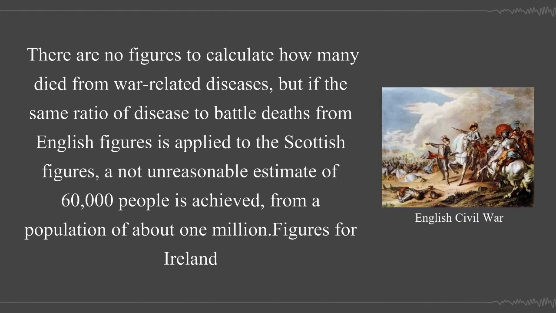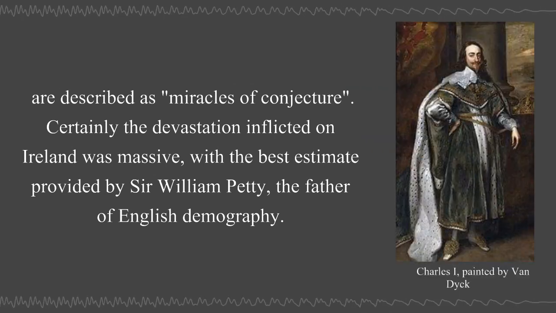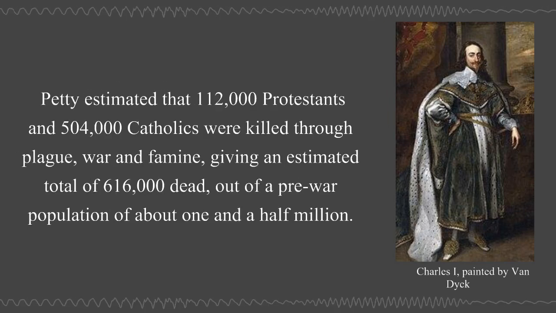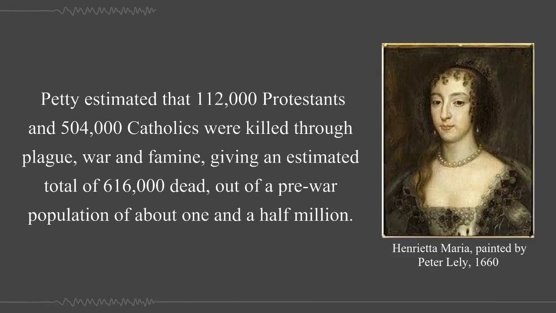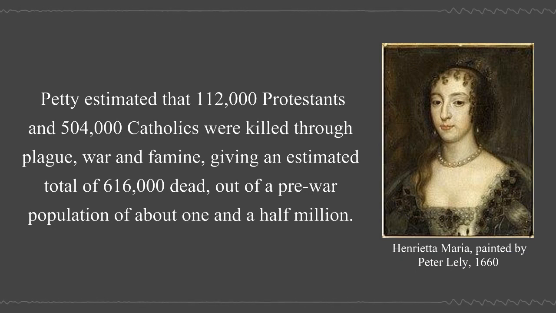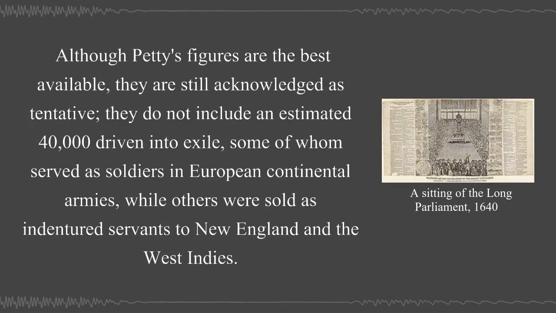Figures for Ireland are described as "miracles of conjecture." Certainly, the devastation inflicted on Ireland was massive, with the best estimate provided by Sir William Petty, the father of English demography. Petty estimated that 112,000 Protestants and 504,000 Catholics were killed through plague, war, and famine, giving an estimated total of 616,000 dead out of a pre-war population of about 1.5 million. Although Petty's figures are the best available, they are still acknowledged as tentative.